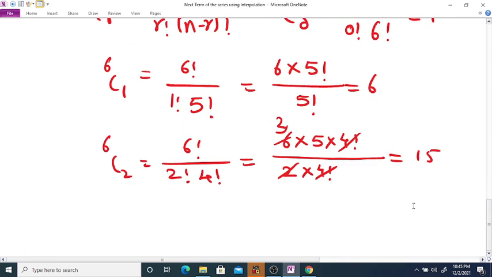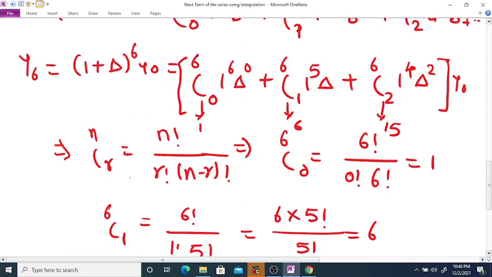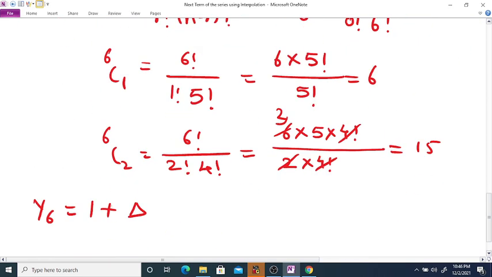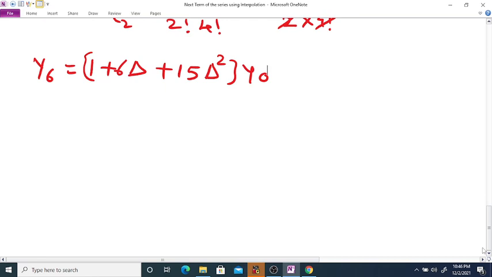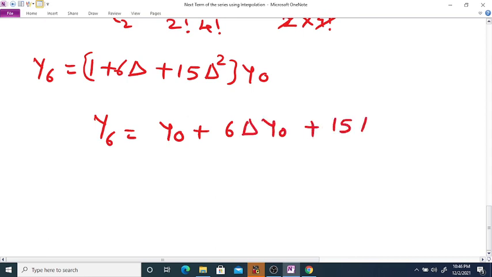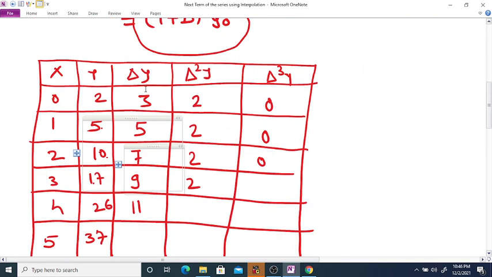If you write these values here, then y6 is equal to 1 plus 6 delta plus 15 delta square y0. Again, if you simplify this, y6 is equal to y0 plus 6 delta y0 plus 15 delta square y0. So here, what is y0? y0 is 2.